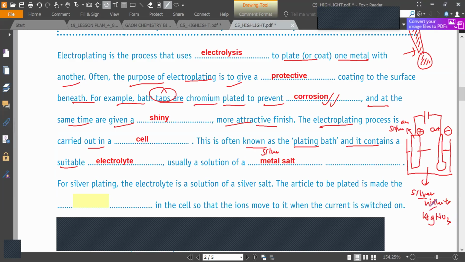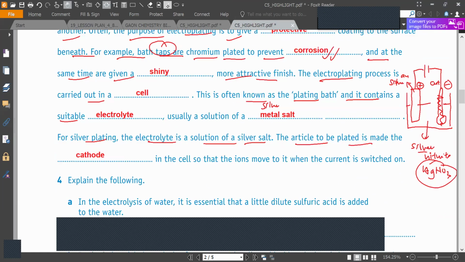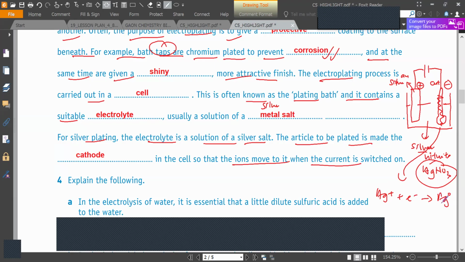For silver plating, the electrolyte solution will be a silver salt, silver nitrate. The article to be plated is made the cathode. So what we want to plate is made the cathode, so that the ions will move to it when the current is switched on. Then we will have silver plus electron to form the silver metal. So that's how it happens.